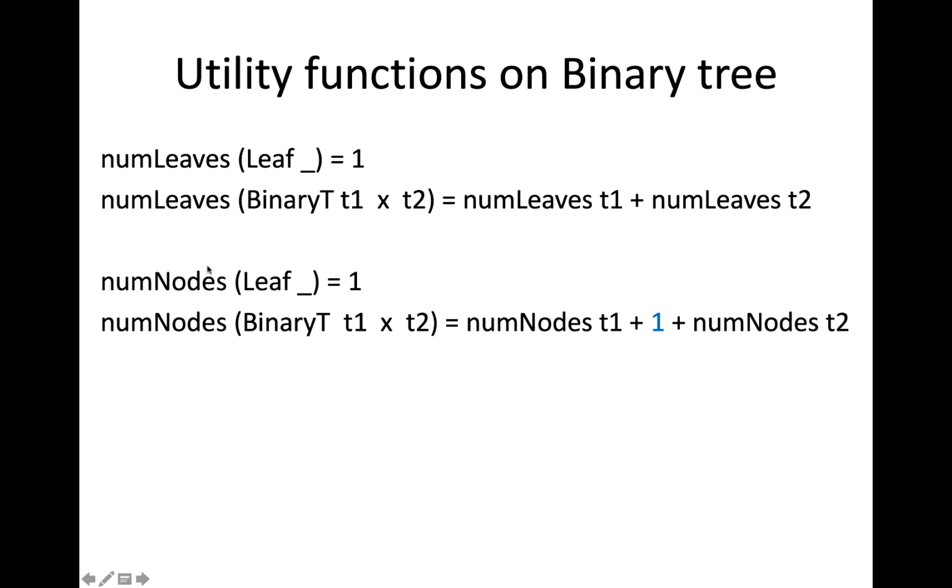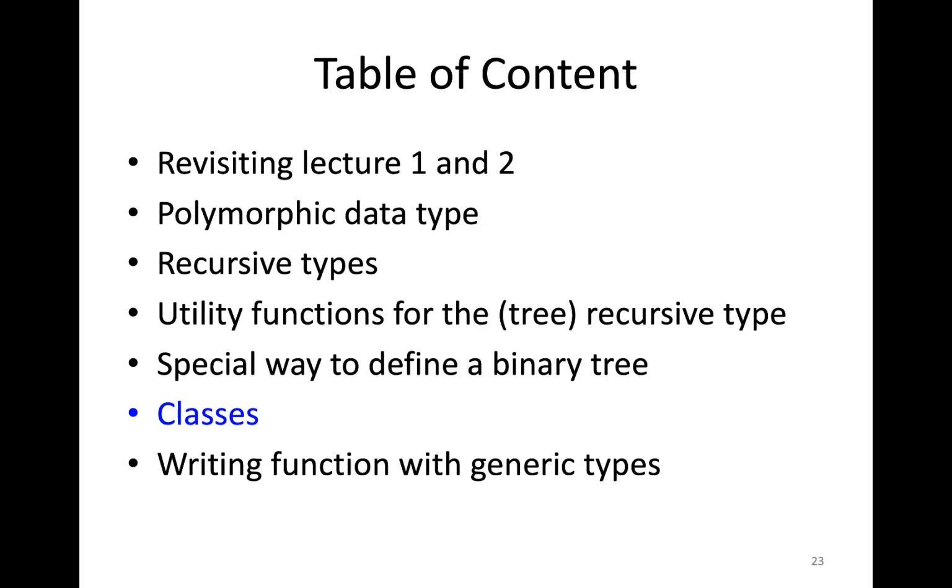Now if we want to write numNodes, that function, then when leaf is the only node in the tree, number of nodes is 1. Otherwise we have left subtree t1, then root node x, and right subtree t2. Then number of nodes is on the left side we have numNodes t1, then we have one node in the root, and then we have numNodes t2 on the right side. So this arithmetic expression gives us the total number of nodes in the tree. I think that makes sense.